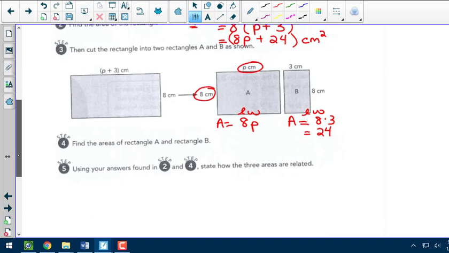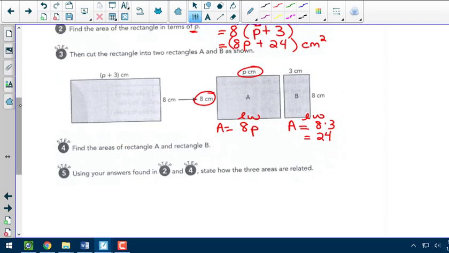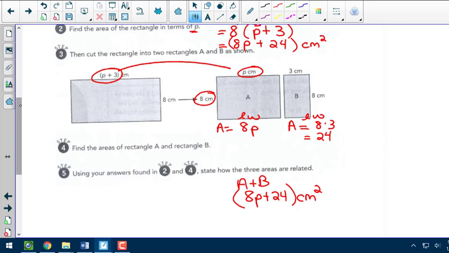Using your answers found in steps 2 through 4, state how these areas are related. Well, if I cut the rectangle into the parts, if I add A and B together, A plus B, which is the whole rectangle, I'm going to get 8P plus 24, right, centimeters squared, which is the answer that I got in number 2. So they're just showing you that you could take this P and 3 and split it into P plus 3.